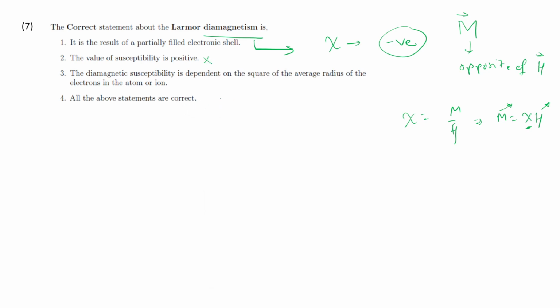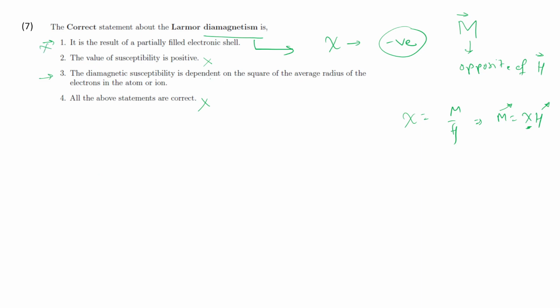Okay, so all the above statements are correct. So at least one is wrong, so this has to be wrong. It is the result of a partially filled electronic cell. One of the issues is that if it is partially filled, it is not the result of a partially filled electronic cell. Usually it happens in a completely filled cell. So this is wrong.